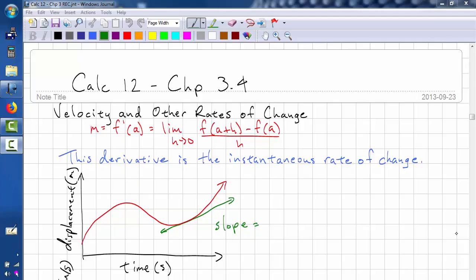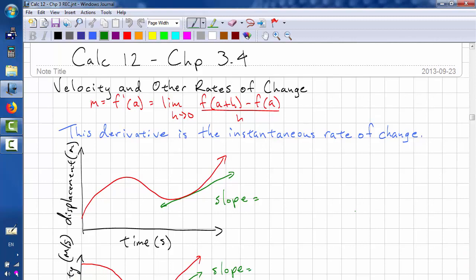Hi, this is Calculus 12, Chapter 3.4. We're going to be looking at velocity and other rates of change. Recall this is the formula for the tangent or slope. And because it's the tangent or slope, the derivative is the instantaneous rate of change.